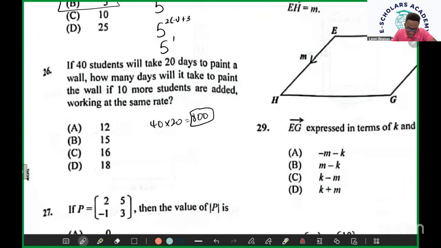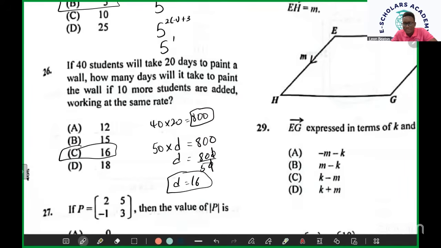So you want to know how many days it will take if 10 more students are added. So instead of 40 students, we have 50 times the days that we want to find, and that should be equal to 800. So D would be equal to 800 divided by 50. 80 divided by 5 is 16. So C. All right.